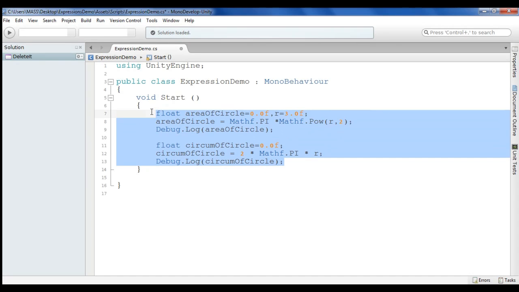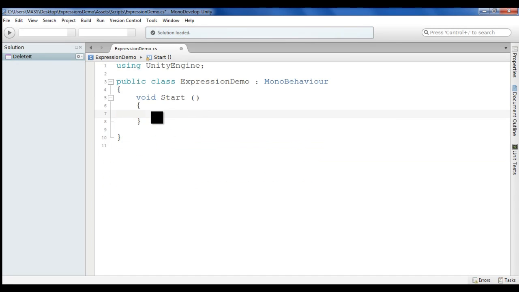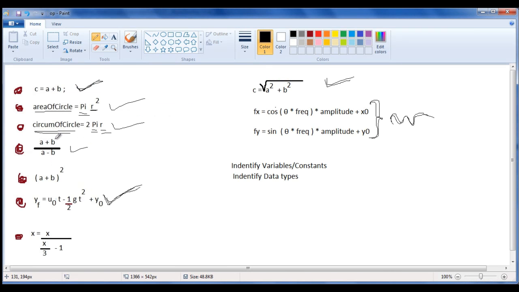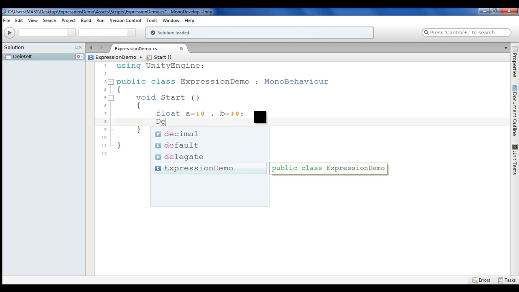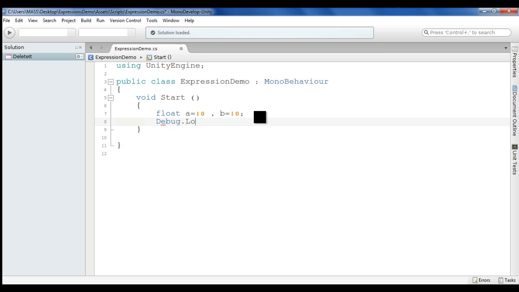Again, the first step is to identify the variables. There are only two variables we have, a and b, right? And the data type I prefer is float. Float a comma b. Now let's take a is equal to 10 and b is equal to 10. How do we write that expression? Let me write Debug.Log.